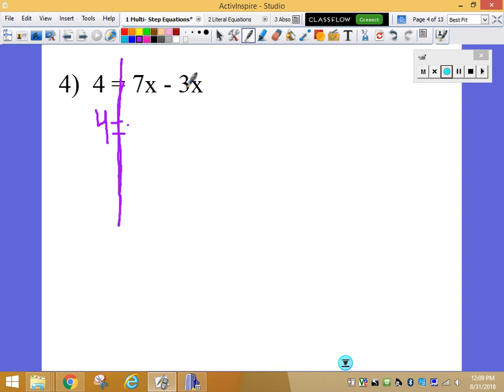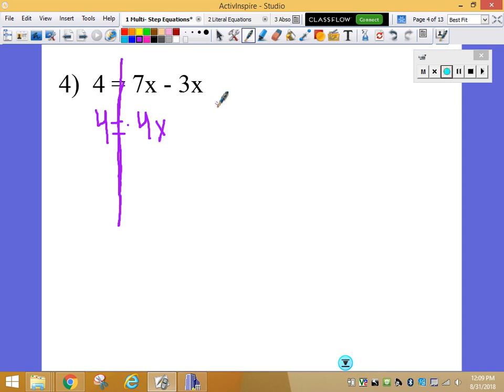Here, can I combine like terms? Yes. Hopefully you see 7x minus 3x. I already know that is 4x. Now, normally step 2, I would say move your x to the left, move your number to the right. But there's not lots of stuff on both sides like there were on the other problems.